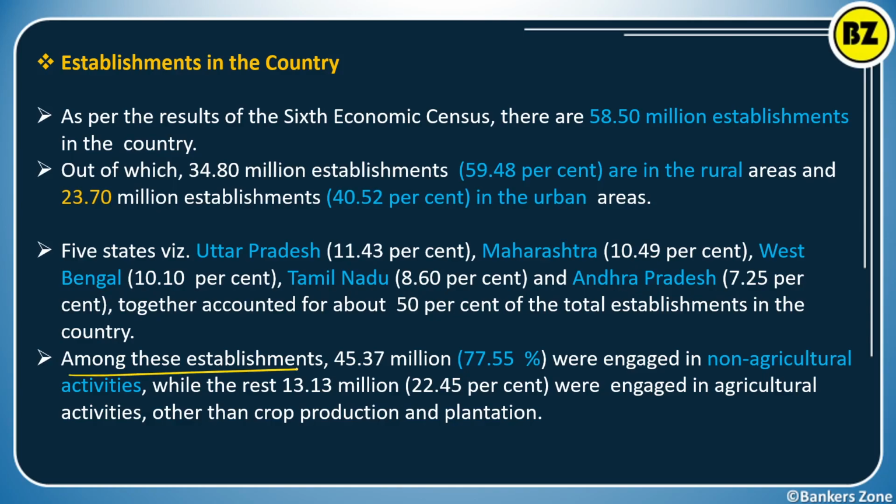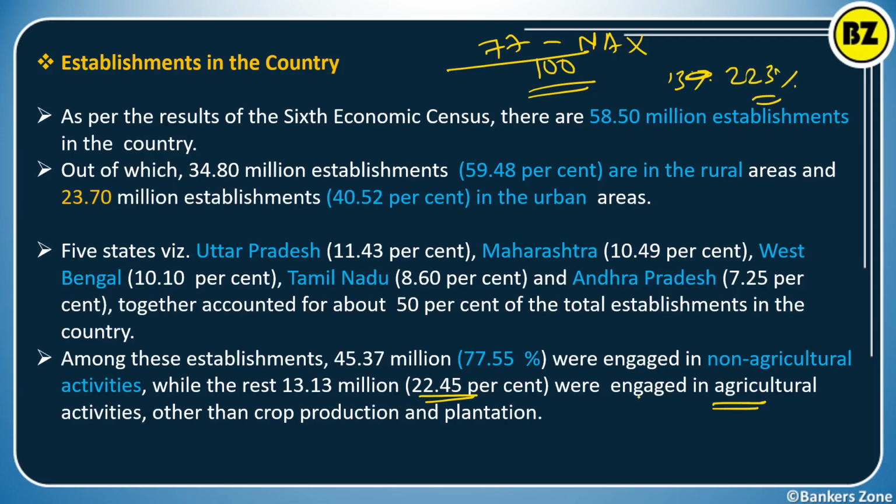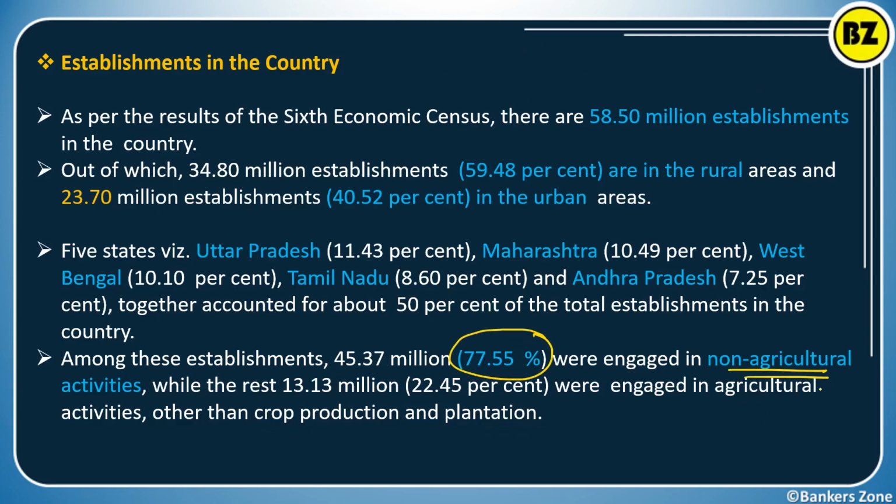Okay, now among these establishments, 45.3 million, that is 77.5%, were engaged in non-agricultural activity. So remember, if we have a total of 100 establishments in the country, 77 are from the non-agriculture sector. The remaining, broadly 23%, 22.45%, are from agricultural activity other than crop production and plantation, that means other than farming. So remember, 77.5% are non-agricultural establishments, and 22.45% are from agricultural activity other than crop production and plantation.